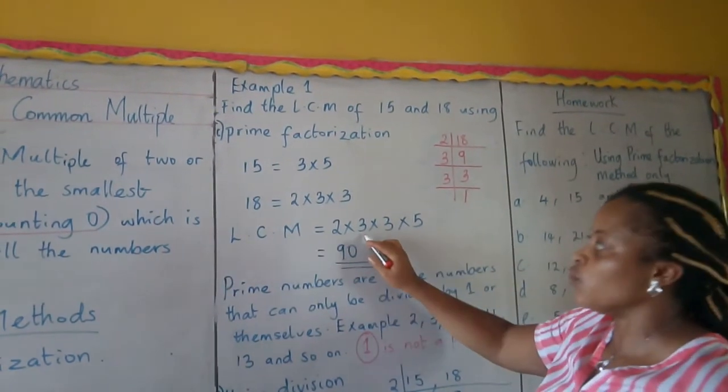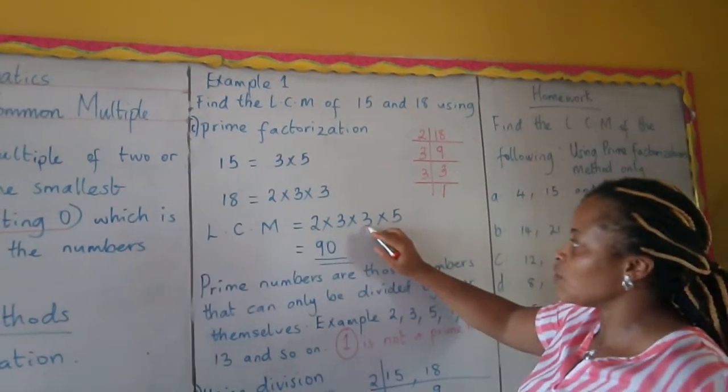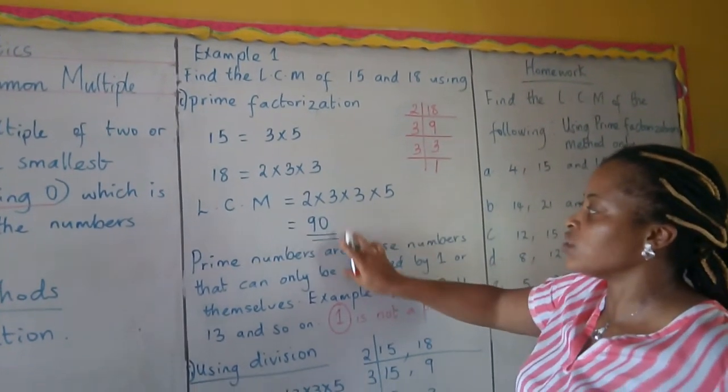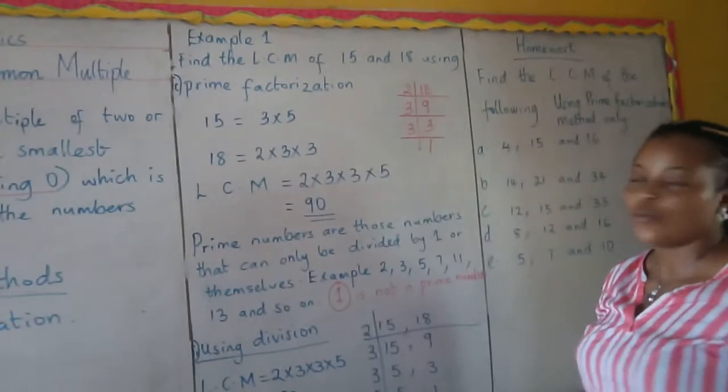2 times 3 will give you 6. 6 times 3 will give you what? 18. 18 times 5, that will give you what? 90. Hope you are with me.